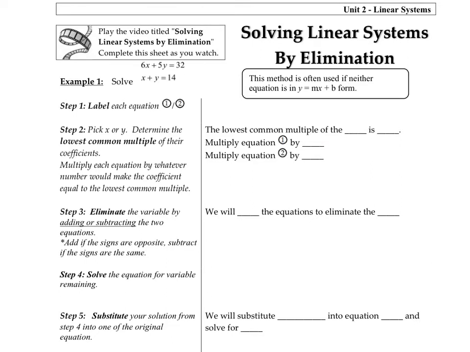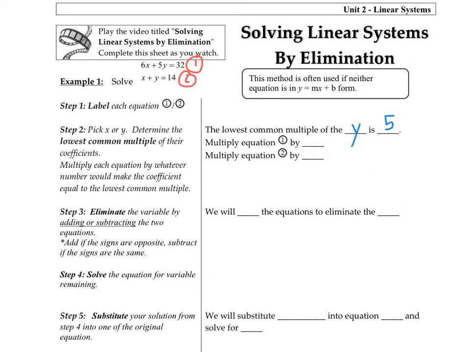Okay, so first step we're going to do, label our equations as 1 and as 2. Okay, now we're going to pick either x or y, and that's the variable we're going to isolate for. Okay, so let's say I want to eliminate y. If I want to eliminate y, I need to find the lowest common multiple. So between 5 and 1, the common multiple would be 5. So the lowest common multiple of the y is 5.